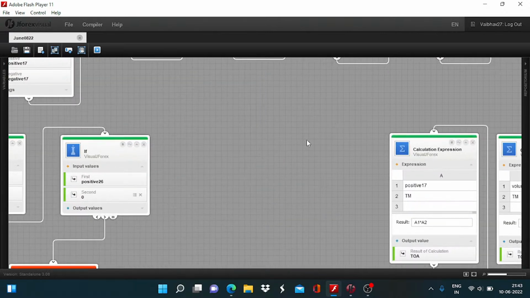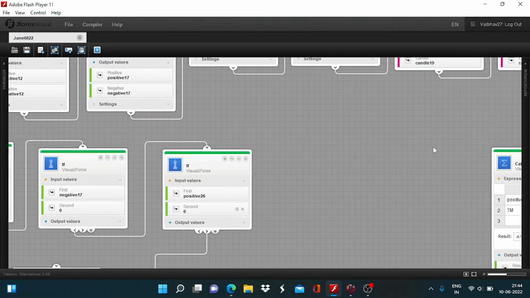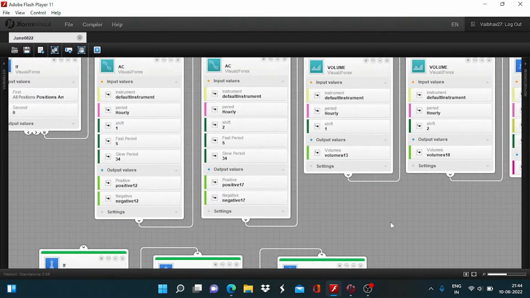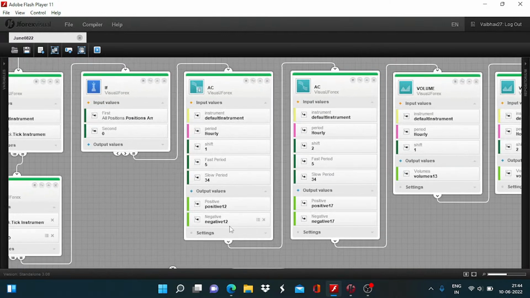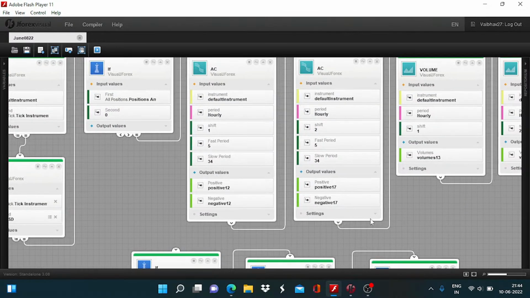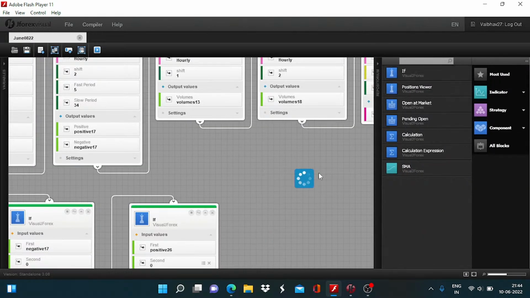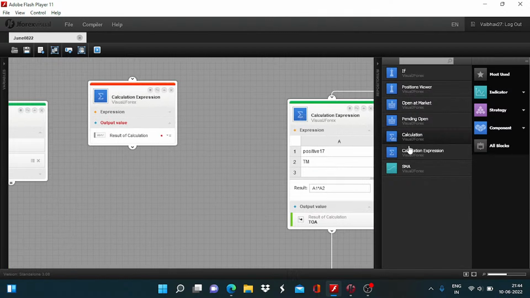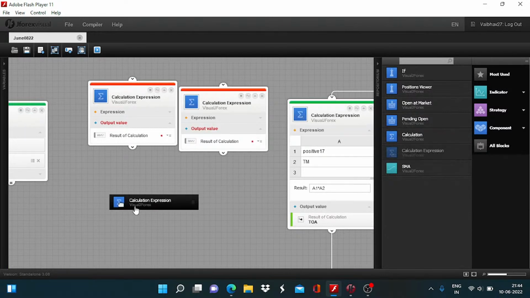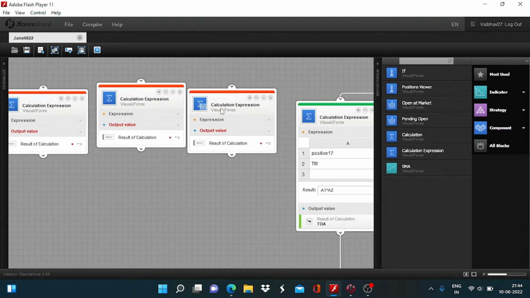After that, we will have to get some calculation expression blocks to look at the actual values of the last 2 hours' AC and the volume, and we need the condition that this negative 12 should be at least twice or more than twice of negative 17. So for that I am going to need calculation expression blocks, not this one. So I'm going to take 3 of these calculation expression blocks. All right.